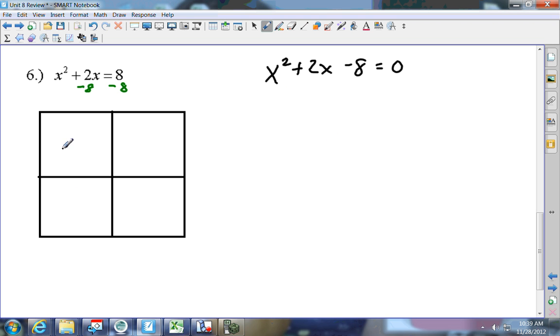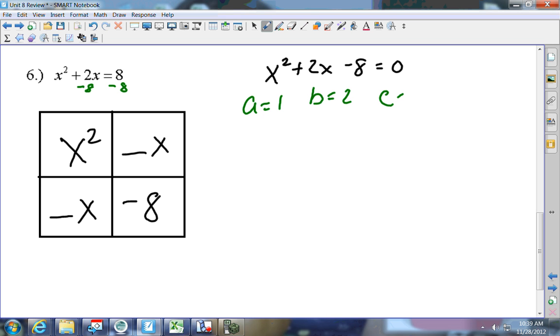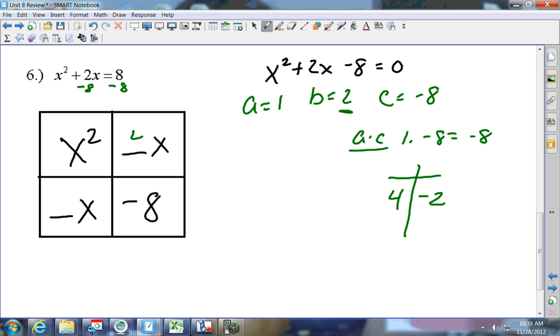Well, x squared top left, negative 8 bottom right, something x, something x. A is 1, b is 2, c is negative 8. A times c, 1 times negative 8 is negative 8. The factors of negative 8 that add up together to give me 2 are positive 4 and negative 2. I'll put 4 and negative 2.